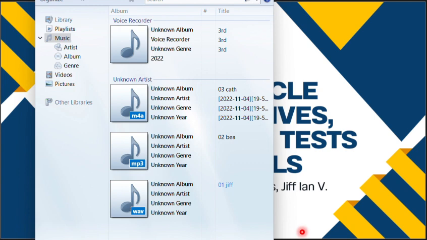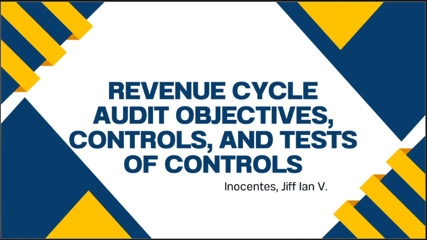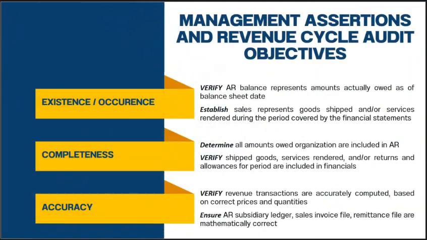Let's now discuss management assertions and revenue cycle audit objectives. As we have learned, audit objectives are directly related to the management assertions about the presentation of financial statements. To achieve these audit objectives, the auditor must design audit procedures that gather evidence to either corroborate or refute these management assertions. Achieving the audit objectives involves a combination of tests of controls and substantive tests. Next slide. Now, let's discuss the assertions related to revenue cycle and its corresponding audit objectives.